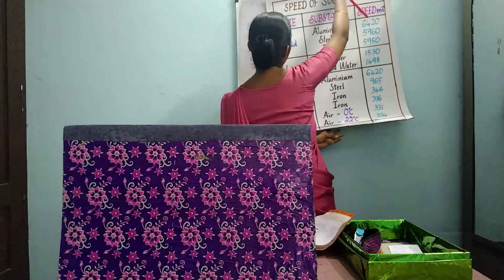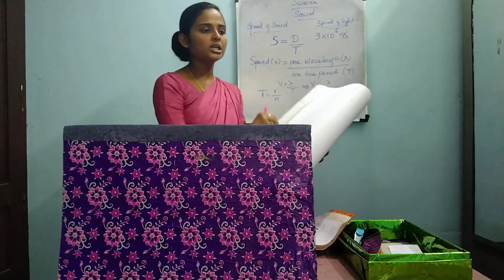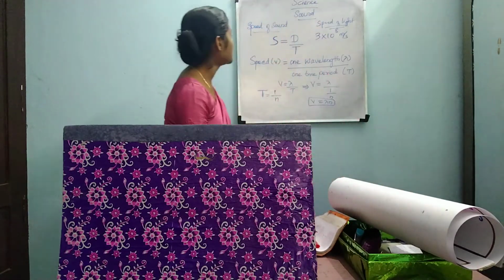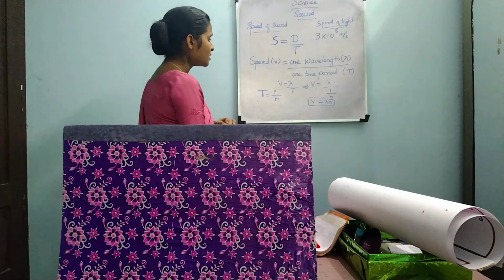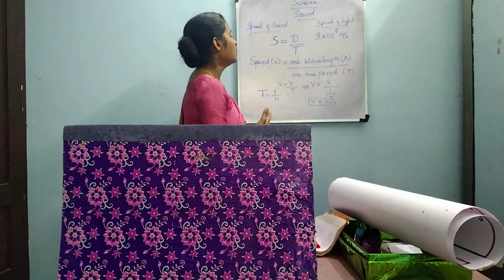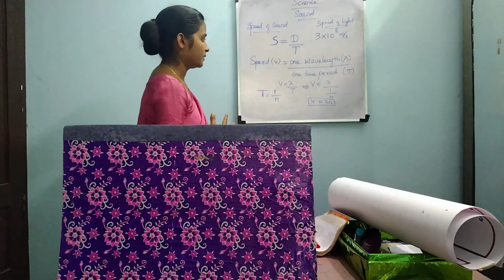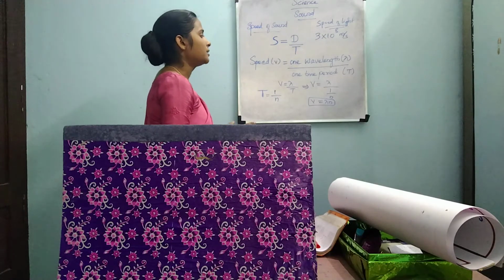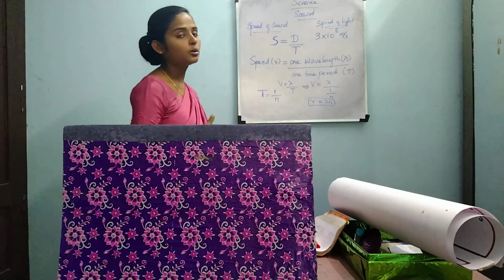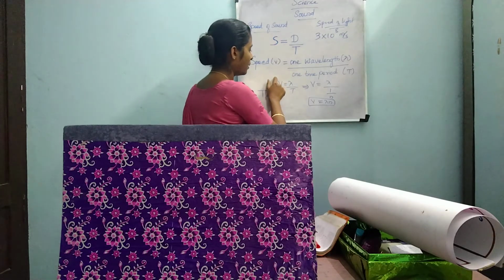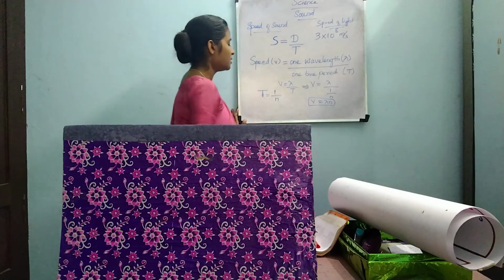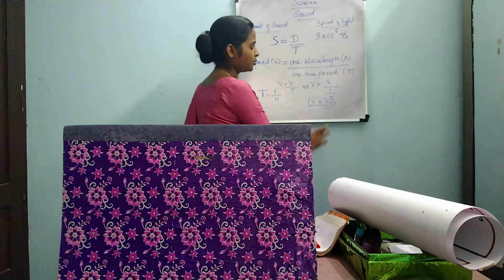Understand? Today we have learned about speed of sound. The speed of sound formula is what? Speed is equal to distance by time. If the speed is taken for one wave, the distance is one wavelength, and it propagates through 1 second. So we can write the formula V is equal to lambda by T. What is the formula for T? T is equal to 1 by n. So V is equal to n into lambda.